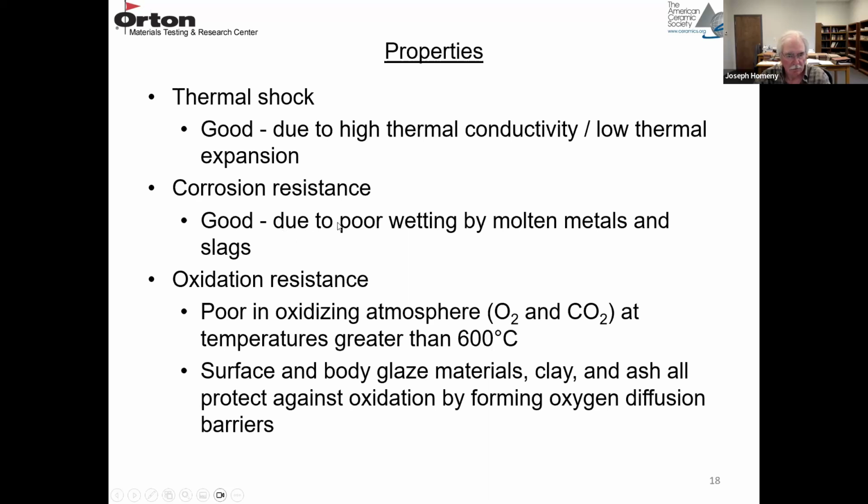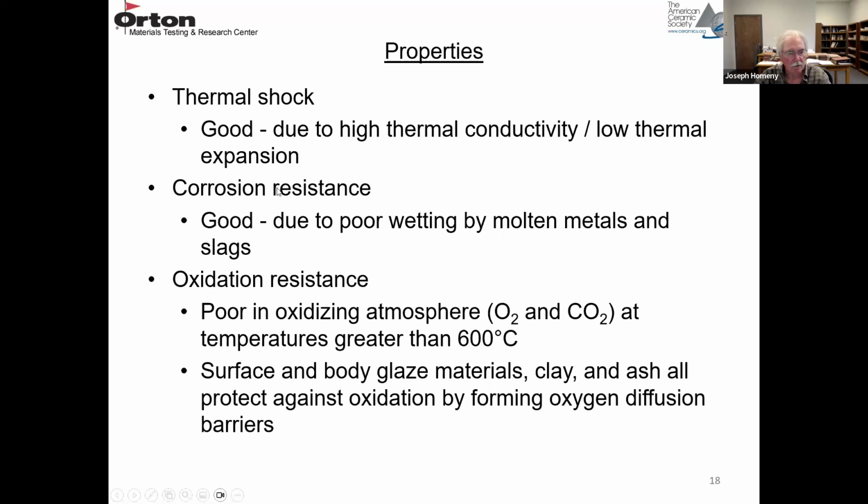And I have a course where we talk about properties, and corrosion is one of those properties. If a molten metal or a molten slag or molten glass does not wet a material, corrosion is really limited. If it doesn't wet, it limits the reaction that can take place. So graphite in contact with a slag or a molten metal, those molten materials do not wet the graphite. So the corrosion resistance is good because of poor wetting by molten metals, slags, and glasses, and so on.